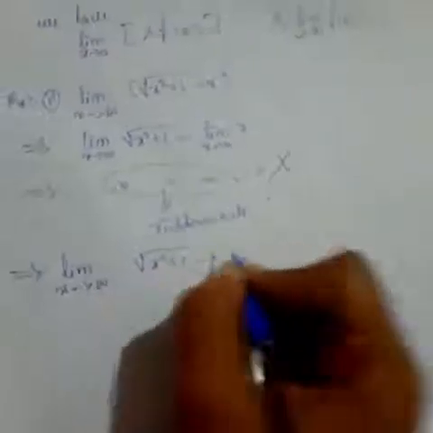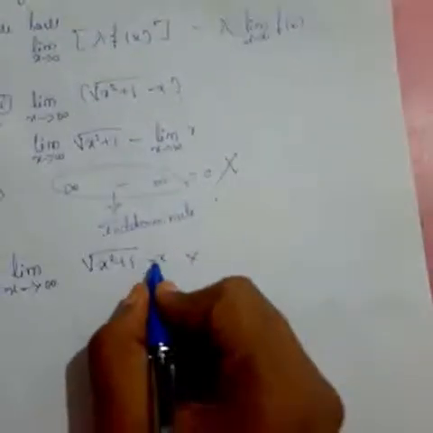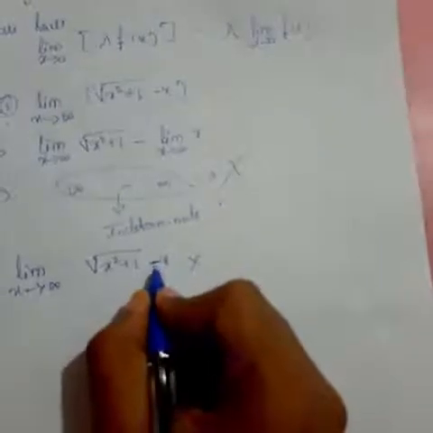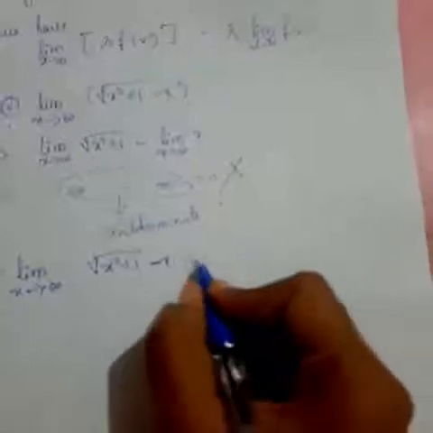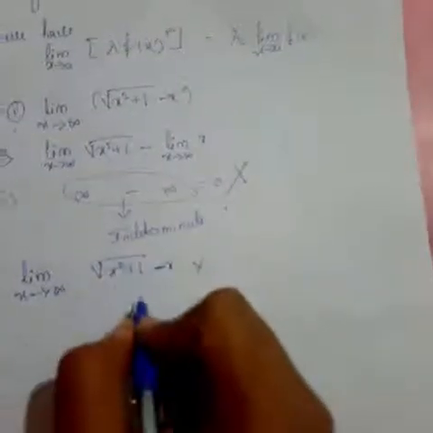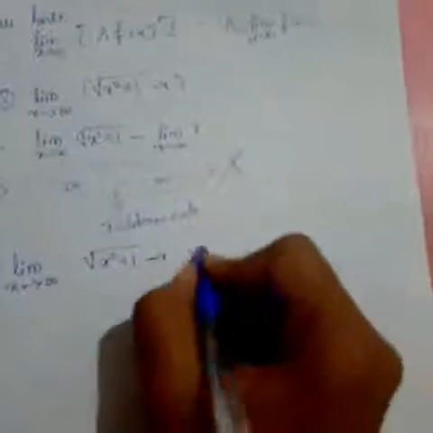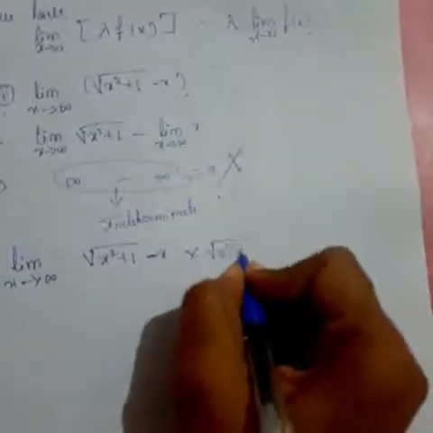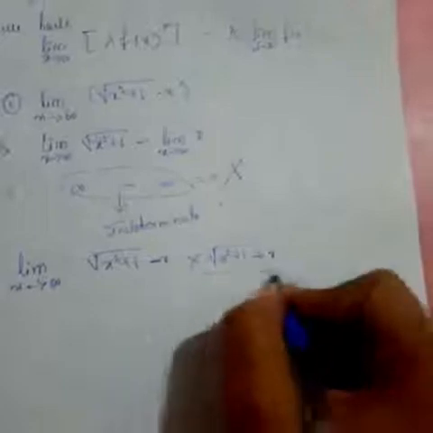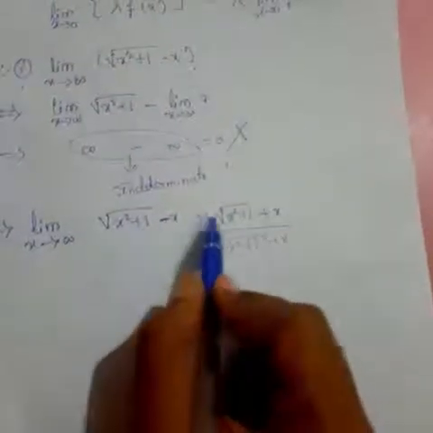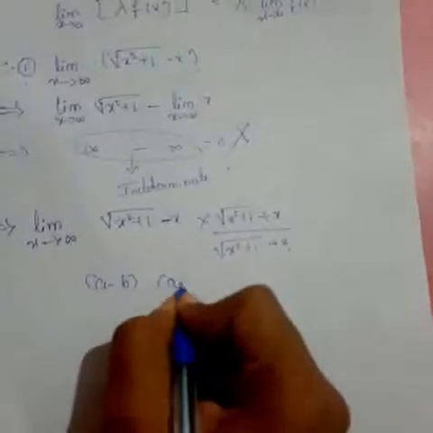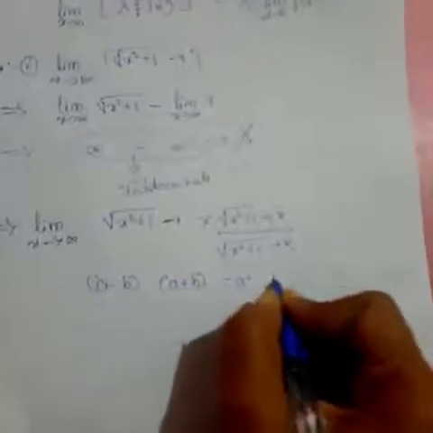Rationalizing means whatever sign you have, take the opposite sign. If it is a minus, take the plus sign, with the same function. Then multiply and divide by that function: square root of x square plus 1 plus x, whole divided by square root of x square plus 1 plus x. Next apply the formula: a minus b times a plus b is equal to a square minus b square.